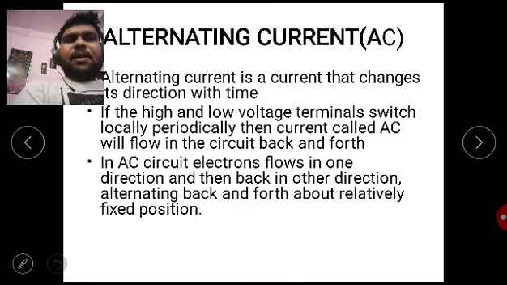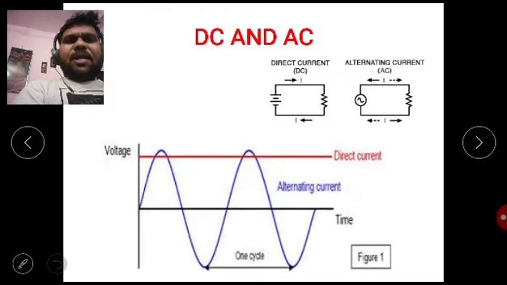Suppose we have a 50 hertz AC power supply at home. That means current will flow 50 times in one direction and 50 times in the other direction. Let's try to understand DC and AC with the help of an illustrated diagram.